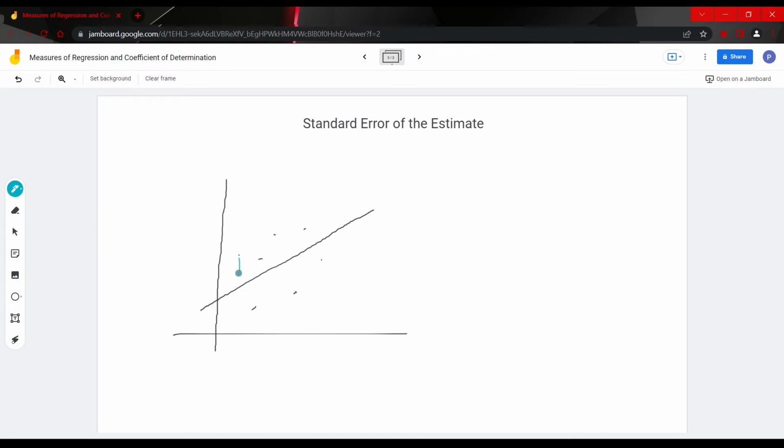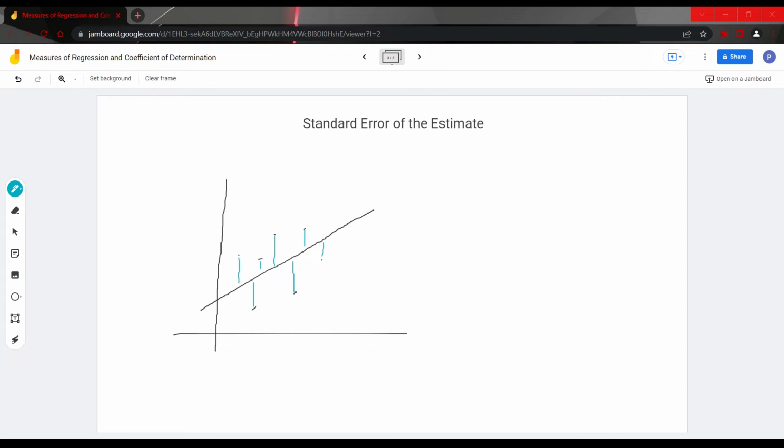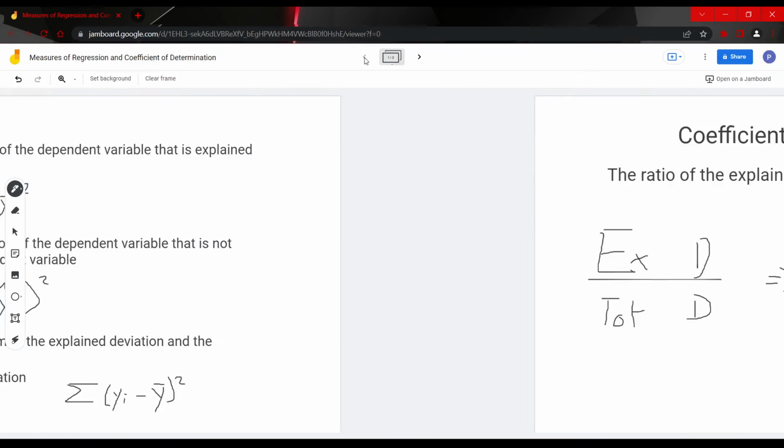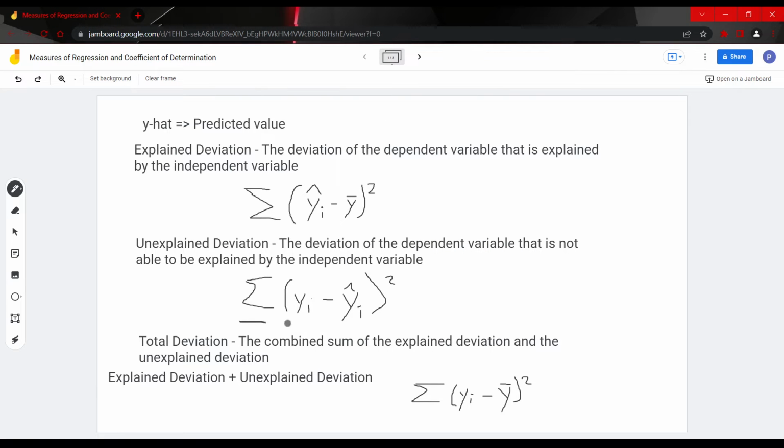So each of these dots is at some distance away from my line, right? Each of these light blue lines basically indicates how wrong I am. In this case, in order to find out how wrong I am, I will take the actual data point and subtract it from my predicted data point, right? And if you look at this equation, it is very similar to our unexplained deviation.